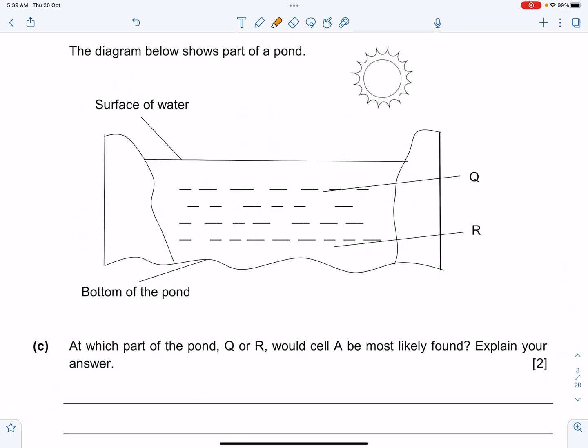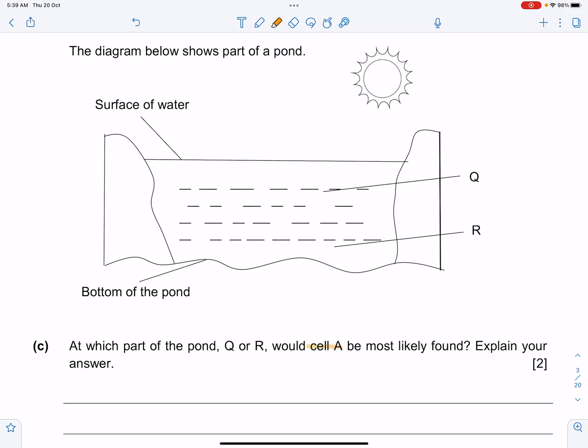Next, the diagram below shows part of a pond, and then we have a sun diagram. Usually when we look at questions, the diagrams are similar in certain ways. So straight away when I see the sun, there's only a few things that come to my mind. It's either the water cycle or photosynthesis or something to do with heat. So this will come straight to my mind, and then I go on to read to understand a little bit more. Okay, at which part of the pond, Q or R, would cell A most likely be found?